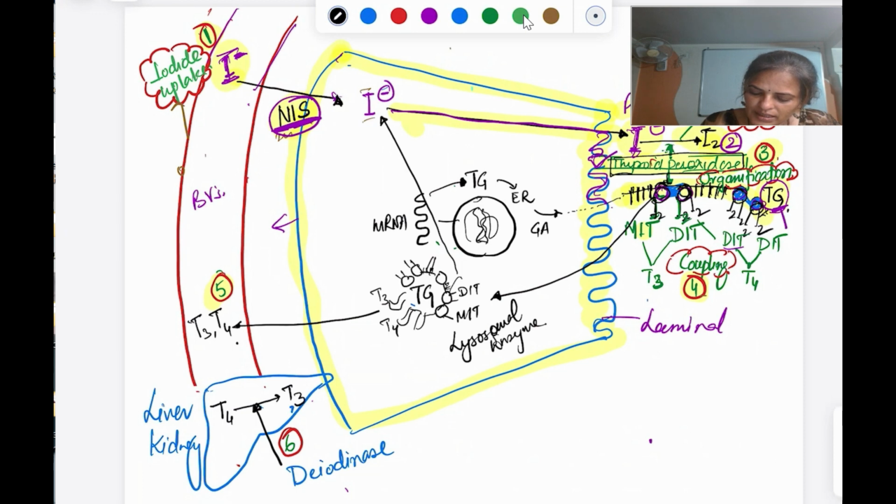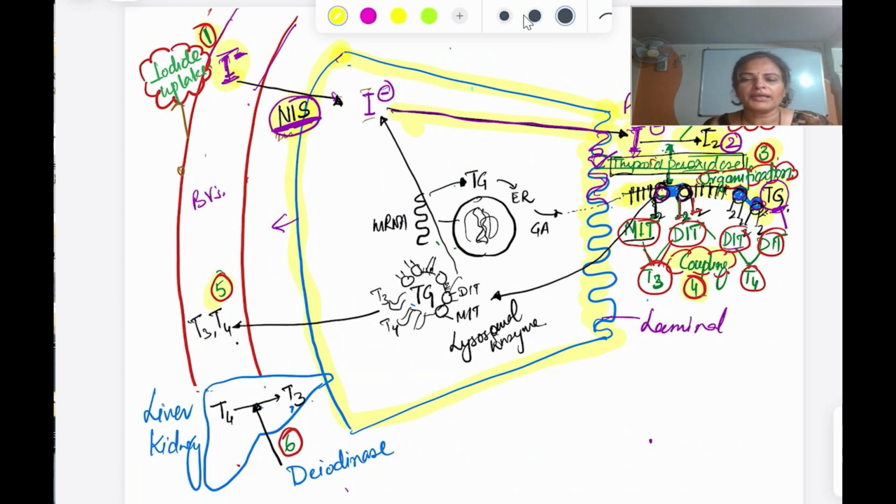If one iodine is attached, then it is going to form monoiodotyrosine. You can see here monoiodotyrosine. And if there are two iodines, they are going to bind at this 1 and 2. Then it is going to form diiodotyrosine. And one monoiodotyrosine and one diiodotyrosine are going to form T3. And two diiodotyrosines are going to form T4. This process is called coupling.